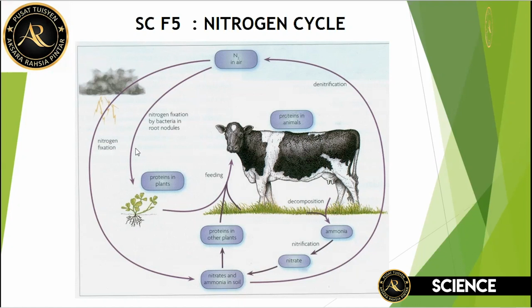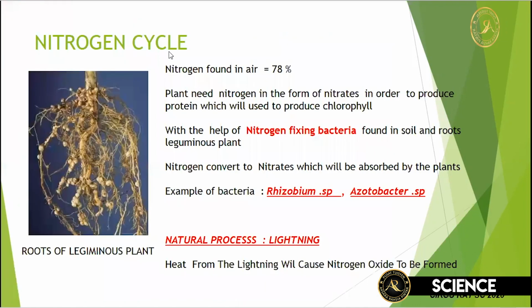Now I'll go into further elaboration on this with the other slide. There you can see, as I said, nitrogen is found at 78%, and plants need to get nitrogen in the form of nitrate. How they change nitrogen into nitrate is with the help of nitrogen fixing bacteria, which is found in the soil and in the roots of leguminous plants. If you check the leguminous plant, this is an example over here. They have a lot of nodules, root nodules. In each of the nodules, we can see the presence of nitrogen fixing bacteria.